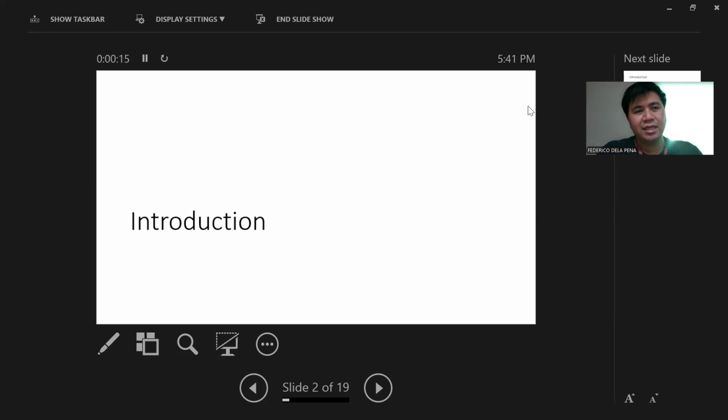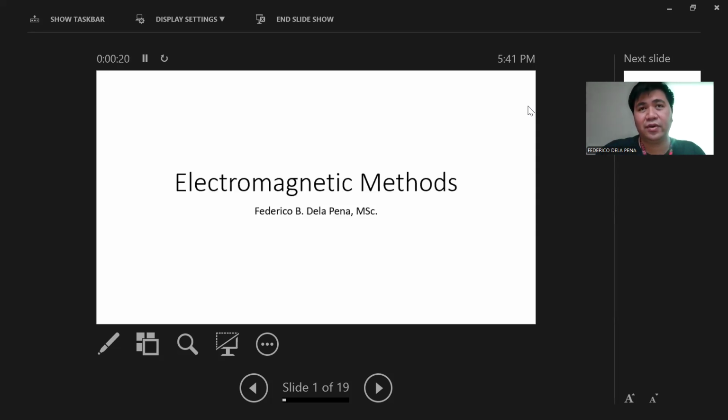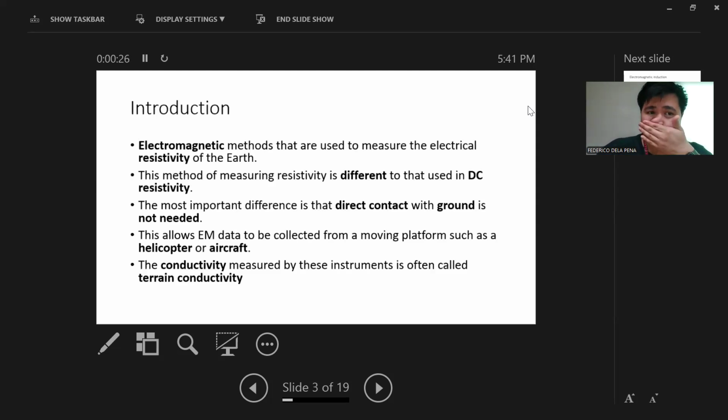The agenda for today is to talk about electromagnetic methods for surveying. It works similarly to the electrical resistivity. We are still measuring here the electrical property of the subsurface. If you remember the resistivity lecture, electromagnetic methods also measure the electrical property of the subsurface.